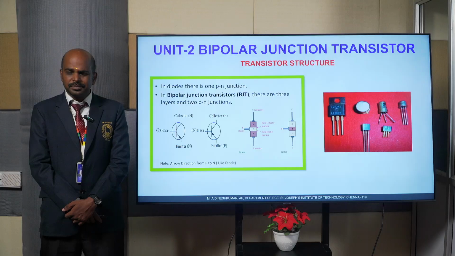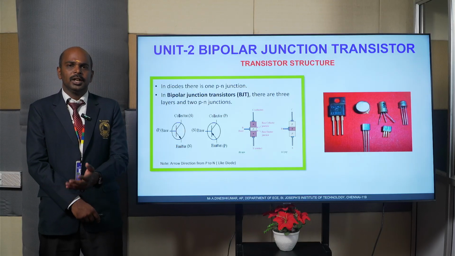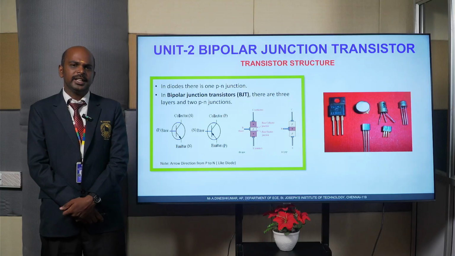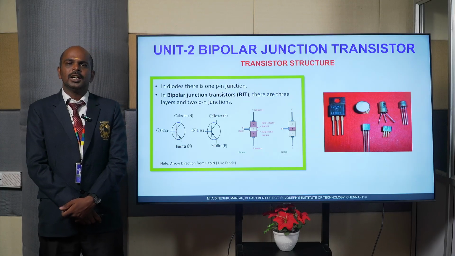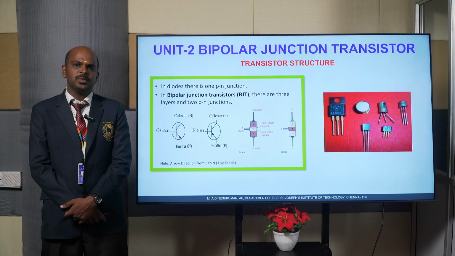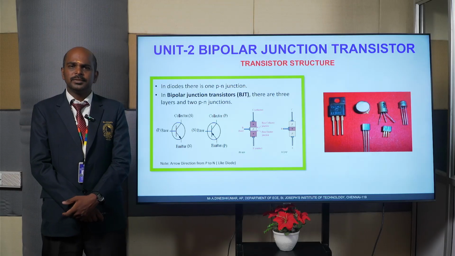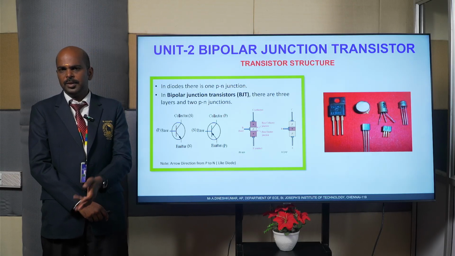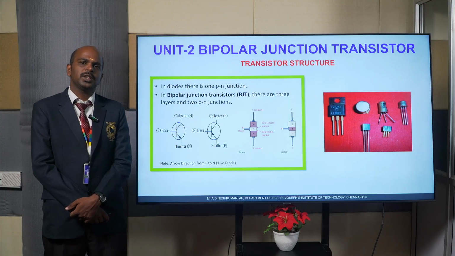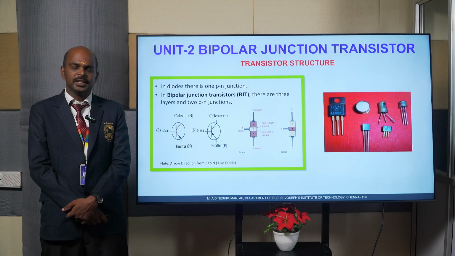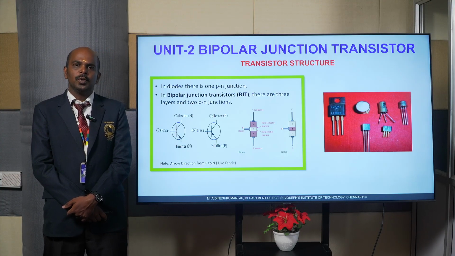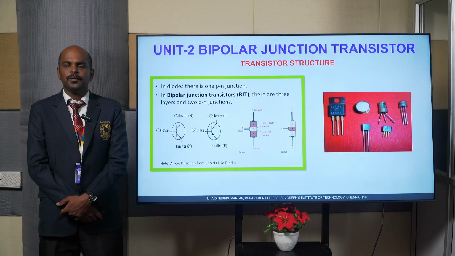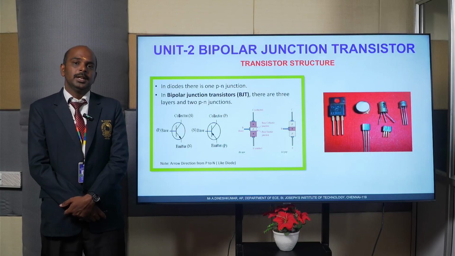For example, in the common base configuration, the input current is IE, that is the emitter current. The input voltage is the emitter base voltage. You have to write these as the input current and input voltage. Likewise, the output current is IC, that is the collector current, and the output voltage is VCB. Based on these parameters, you have to find the H parameters.